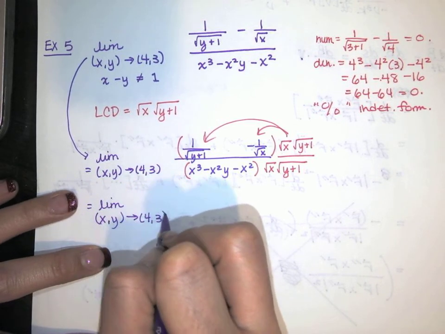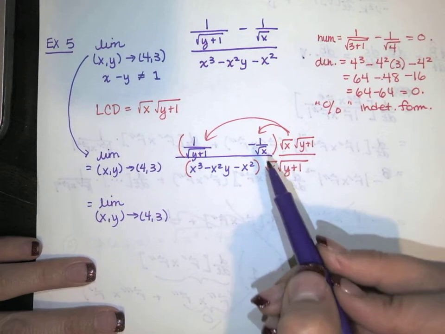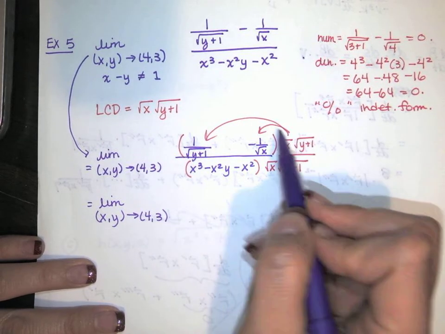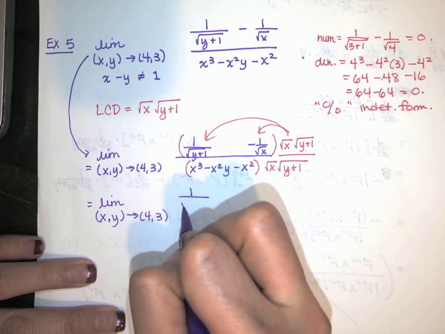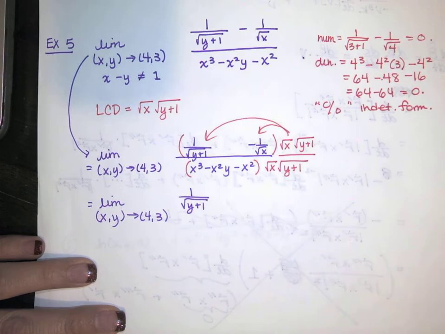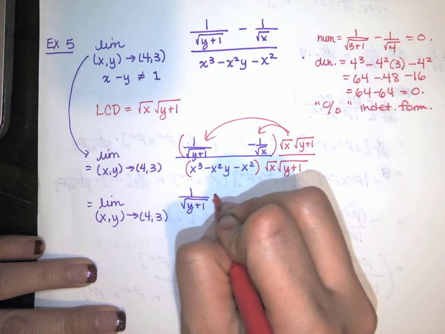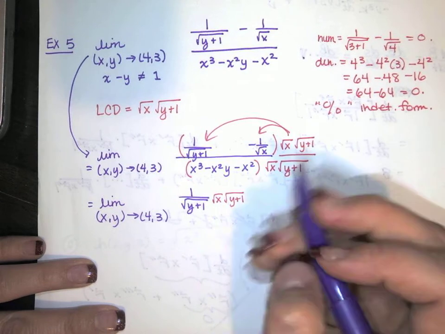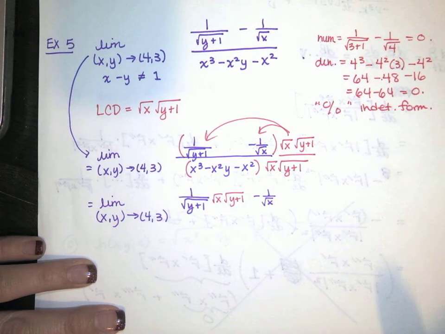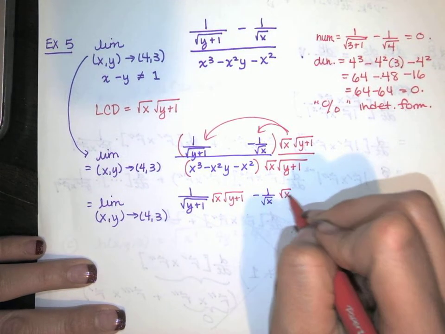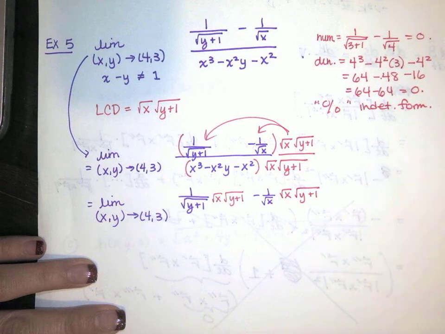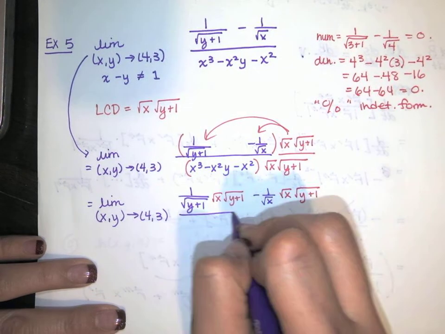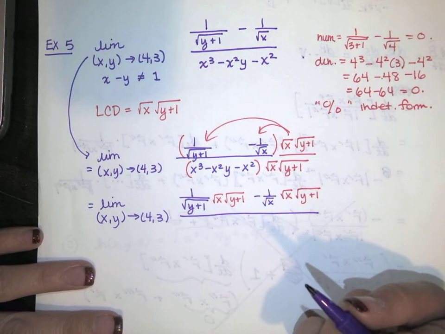So I distribute this times that, actually I think I'm just going to write it out. We've got square root of x times y plus 1 times the first term, minus 1 over square root of x times square root of x times square root of y plus 1, all divided by all of this down here.